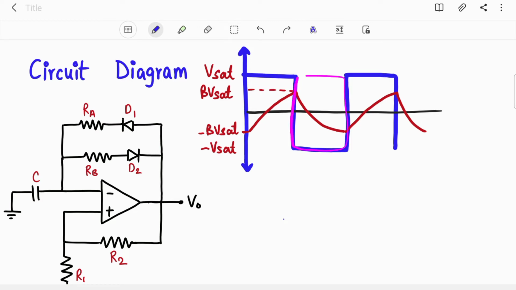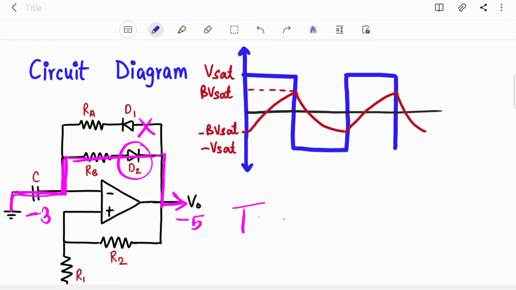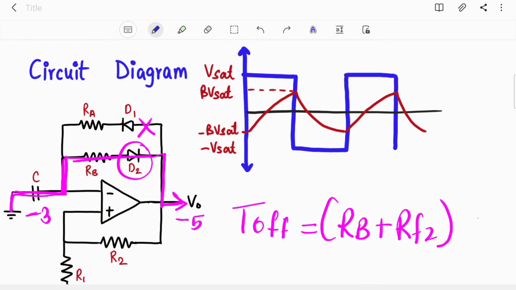So we will now analyze the T off time period, this part. Now the output is negative, so let's say the output is minus 5. The capacitor voltage is at minus beta Vsat, but still the capacitor voltage at this point is greater than the output voltage. So let's say VO is minus 5 and the capacitor voltage is minus 3. Now minus 3 is greater than minus 5, so in this case D2 will get forward biased and act as a short circuit. The capacitor will follow this path and this path will be open circuit. It is very simple now. Your T off will be, now it is taking (RB plus RF2) into C.